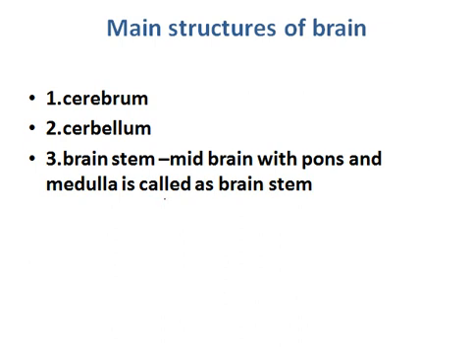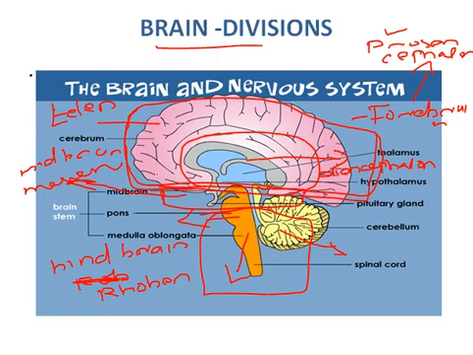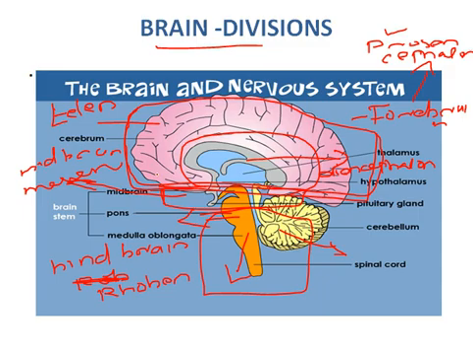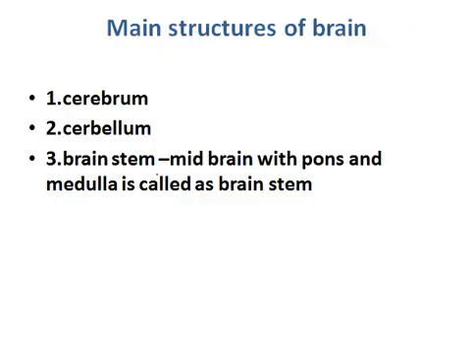Okay, next we will see some of the important structures. So far we have discussed what the nervous system is and its different parts, mainly the central nervous system. I told you the central nervous system includes brain and spinal cord, and I told the different divisions of brain. We can see different structures in the brain. The first one is cerebrum, then cerebellum, then brainstem.